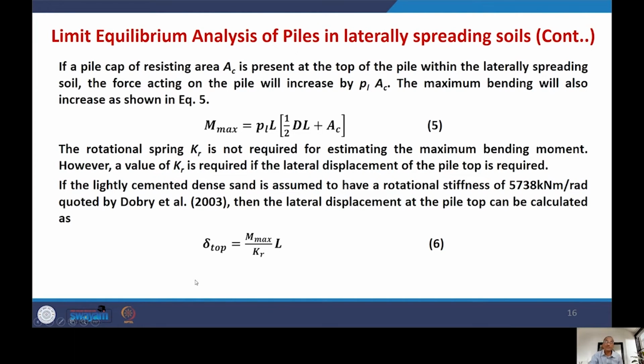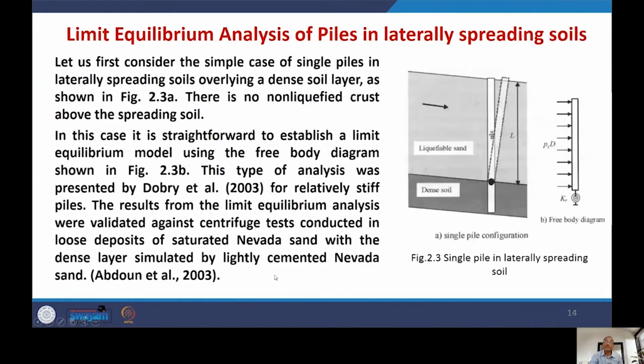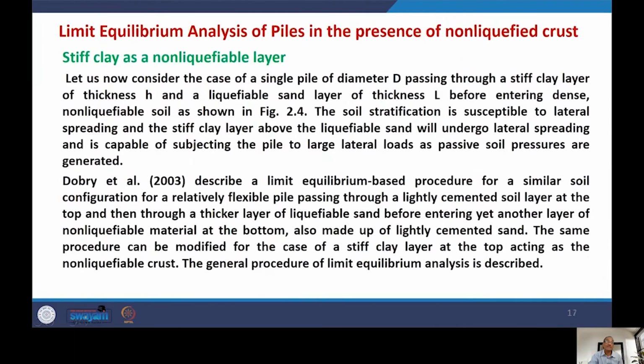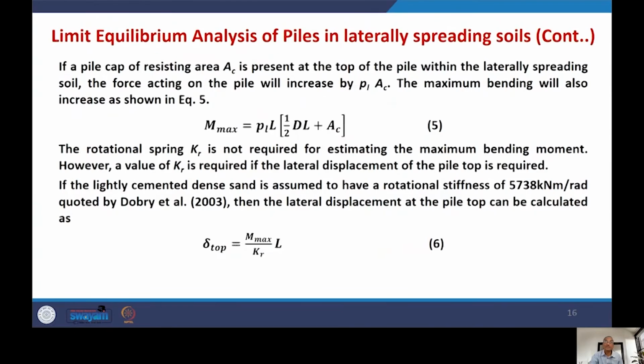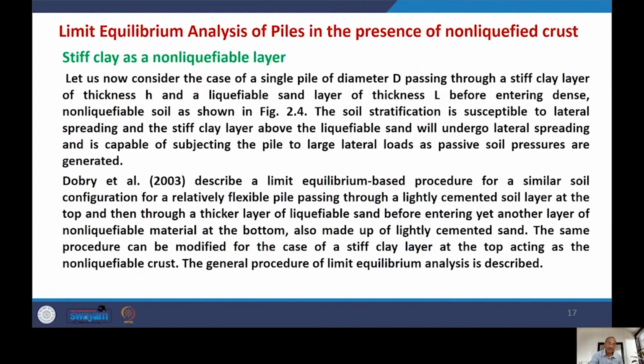So this was for when the pile is passing through the laterally spreading soils. Now let's discuss the case when you have a non-liquefied crust on the top of the liquefiable soil layer. In this case, we are considering two cases. One case is when a stiff clay layer is on top of the liquefiable layer. In the second case, you have a dense sand layer. So let's first discuss the case when you have a stiff clay layer.